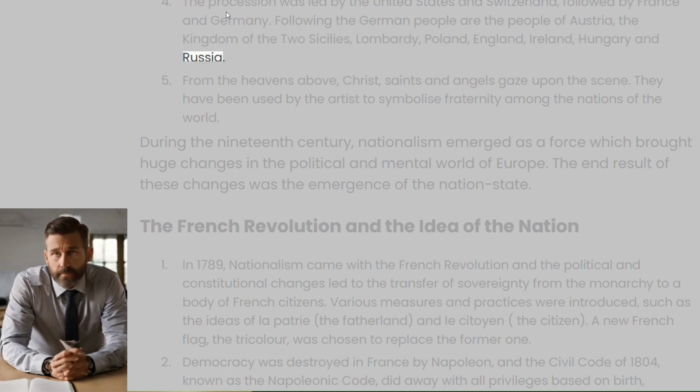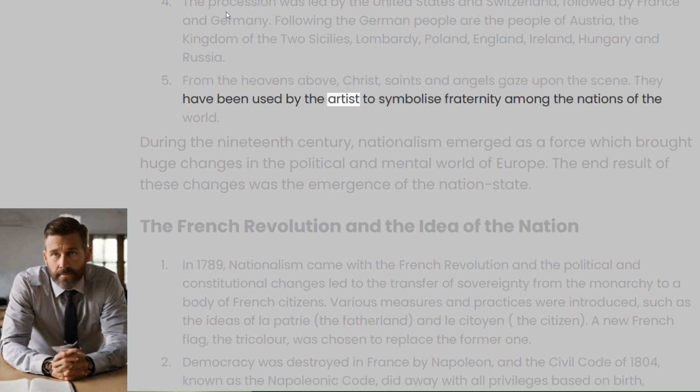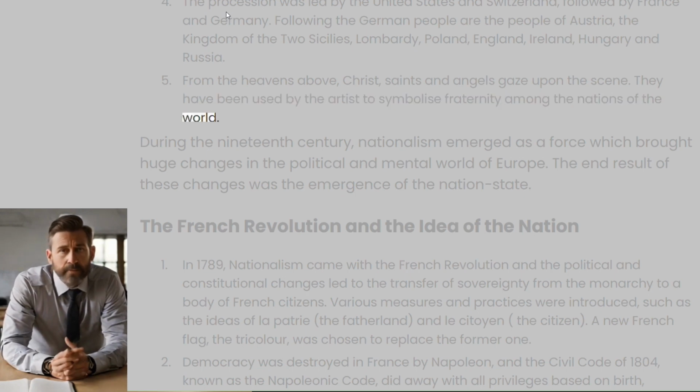and Russia. 5. From the heavens above, Christ, saints and angels gaze upon the scene. They have been used by the artist to symbolize fraternity among the nations of the world.